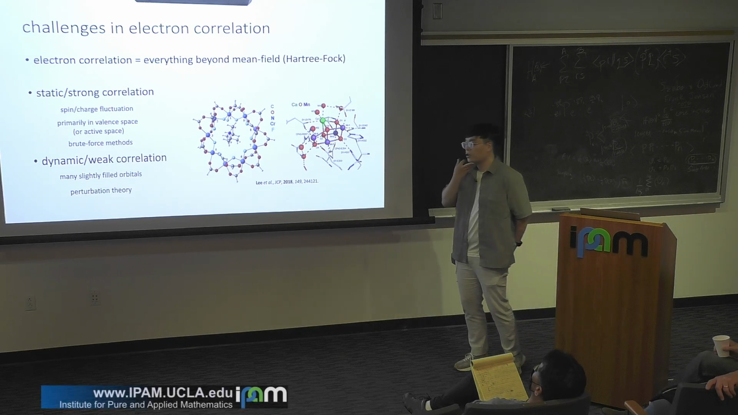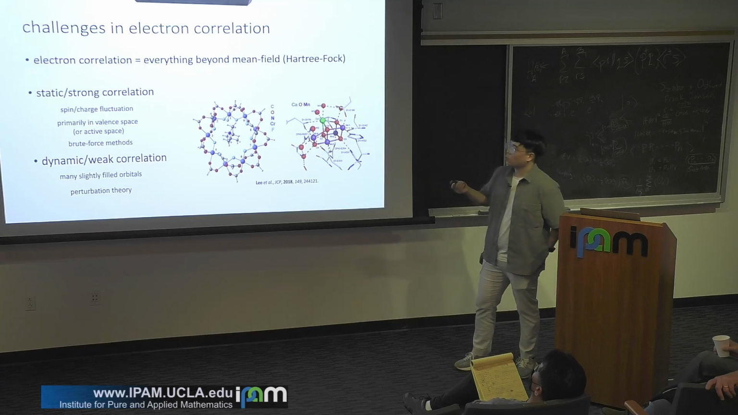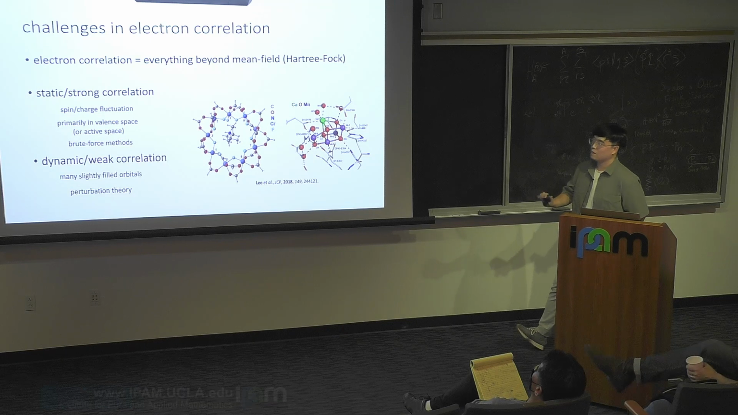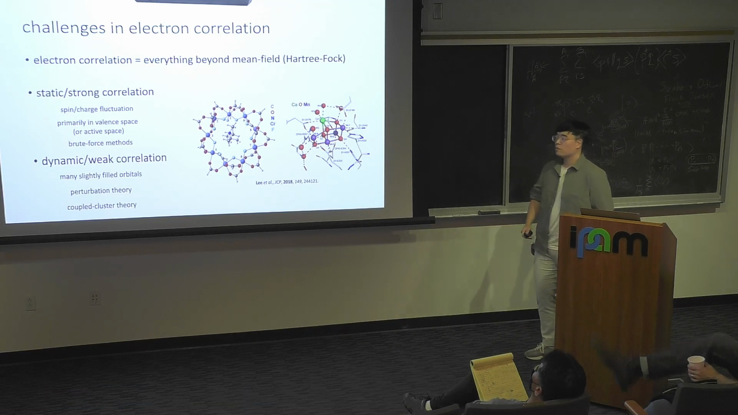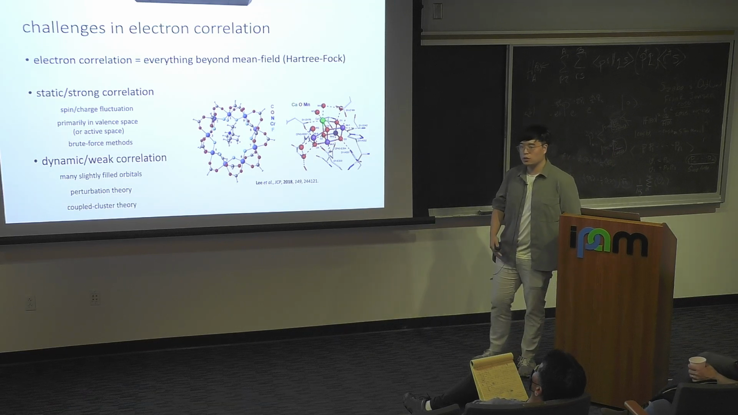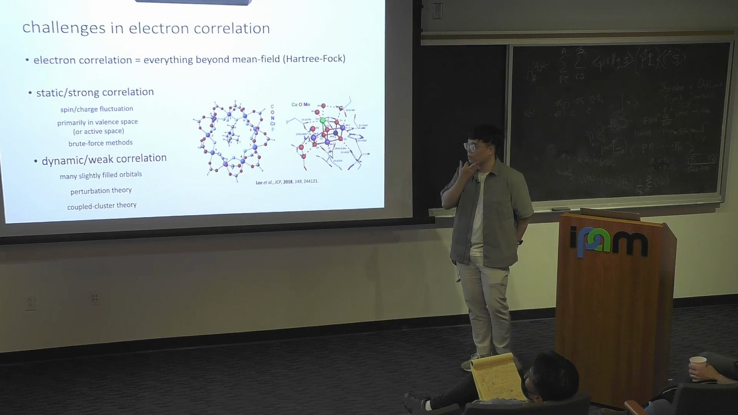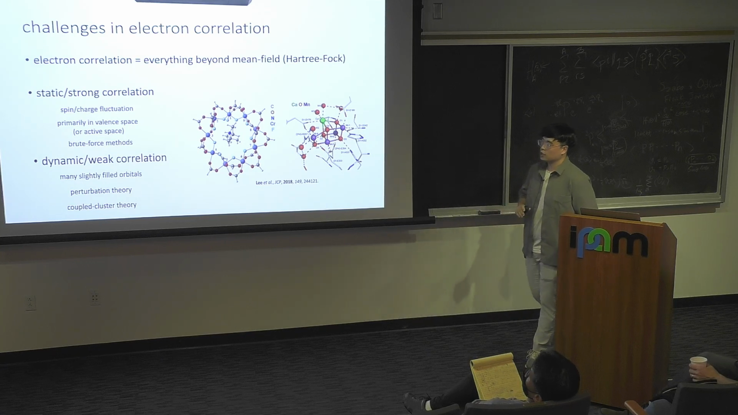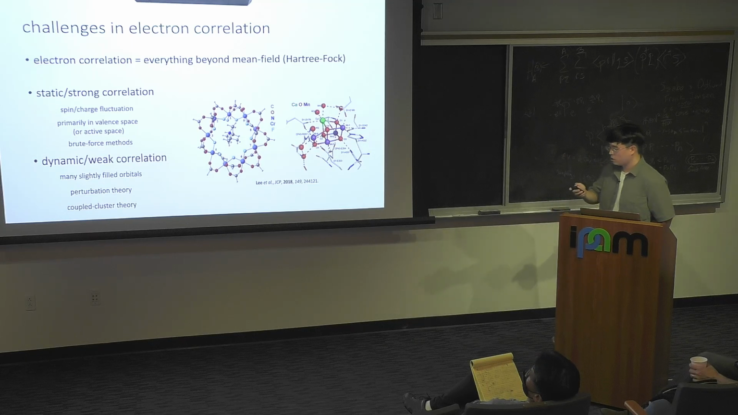So this is where perturbation theory, assuming the static correlation is well handled, should own this type of correlation. Or if you want to be a little more sophisticated, you can do diagrammatic methods called coupled cluster theory. And these are really the state-of-the-art treatment for dynamic or weak correlation.